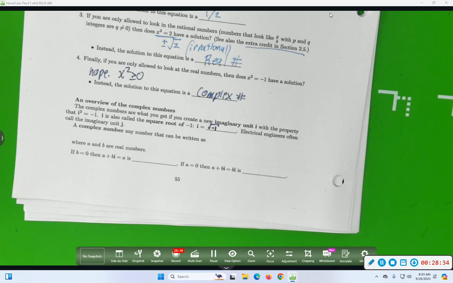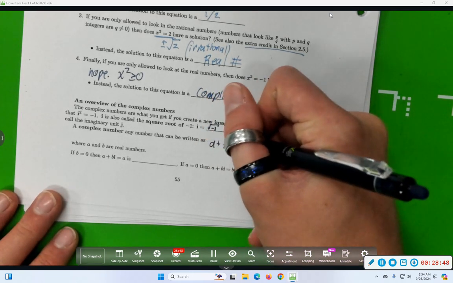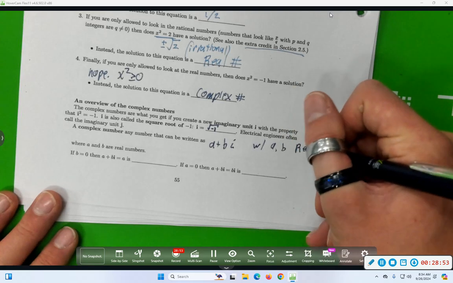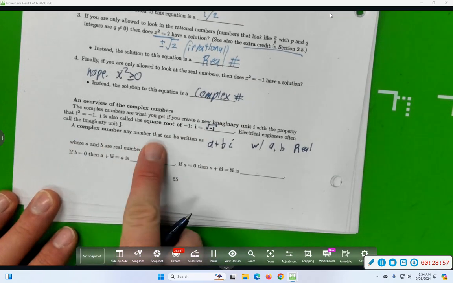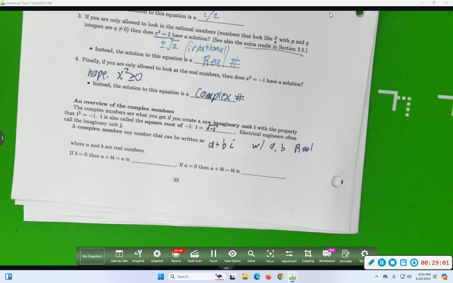But if I add together two numbers, I should still get a number, right? So if i is a number, like 7 times i should be a number. 3 plus 7i should be a number. In general, anything that can be written as a plus bi with a and b real is a complex number. So a complex number is any number that can be written as a plus bi with a and b real. Feel pretty okay?